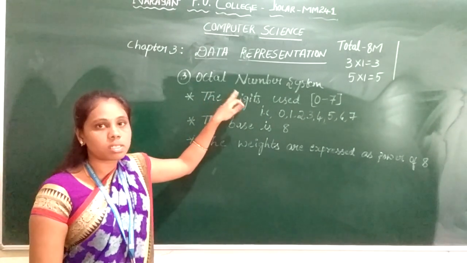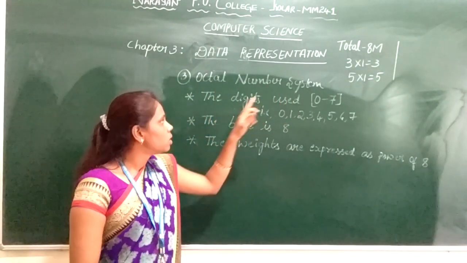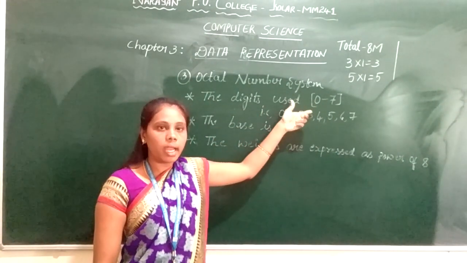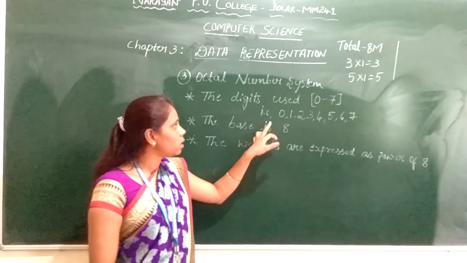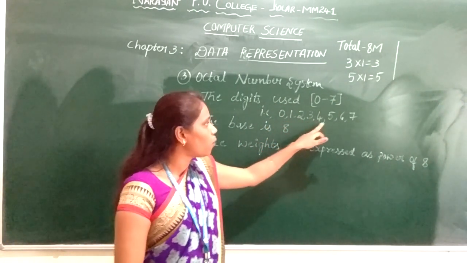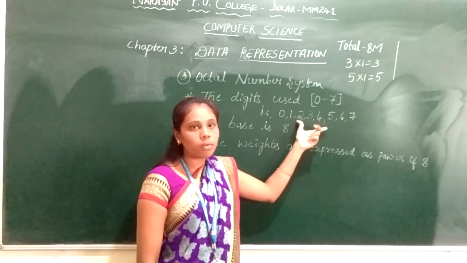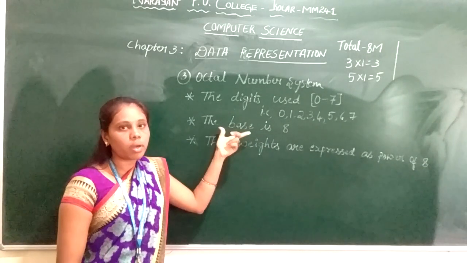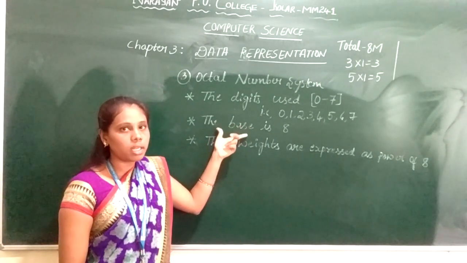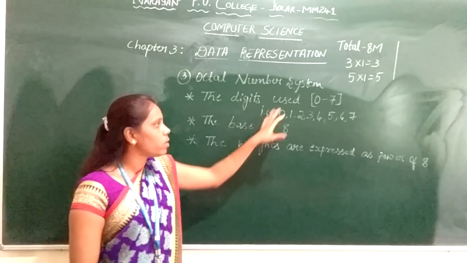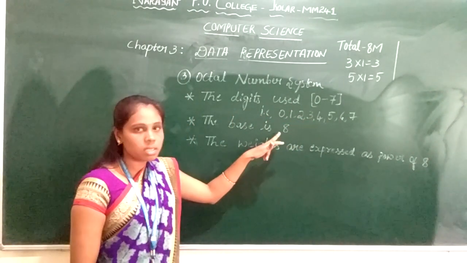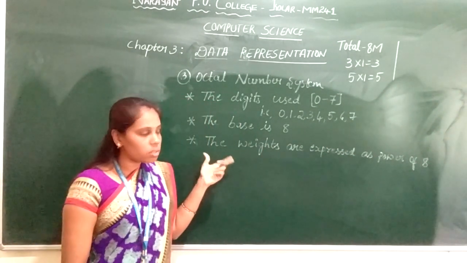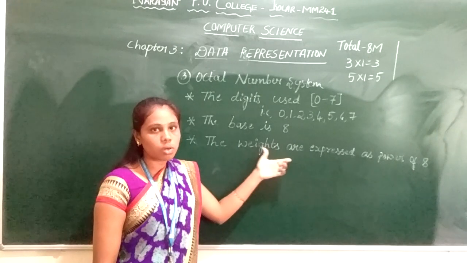So, the next number system is the octal number system. In the octal number system, the digits used are 0 to 7. Totally 8 digits are used, that is 0, 1, 2, 3, 4, 5, 6, 7. Hence, the base is 8. Base is nothing but the total number of digits used in any number system. The weights are expressed as the powers of 8.